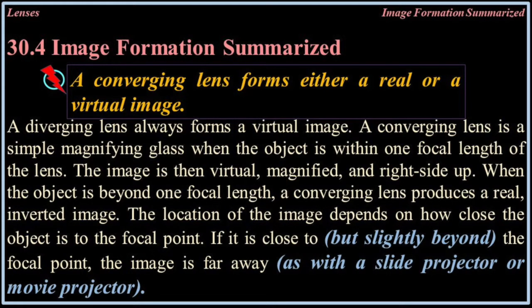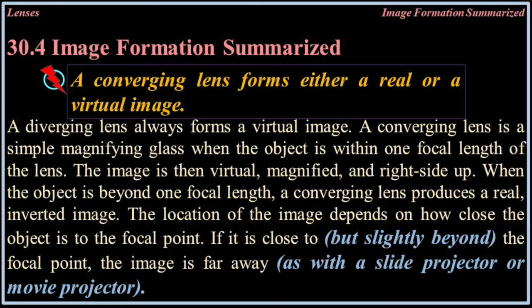30.4 Image formation summarized. A converging lens forms either a real or a virtual image. A diverging lens always forms a virtual image. A converging lens is a simple magnifying glass when the object is within one focal length of the lens. The image is then virtual, magnified, and right side up.